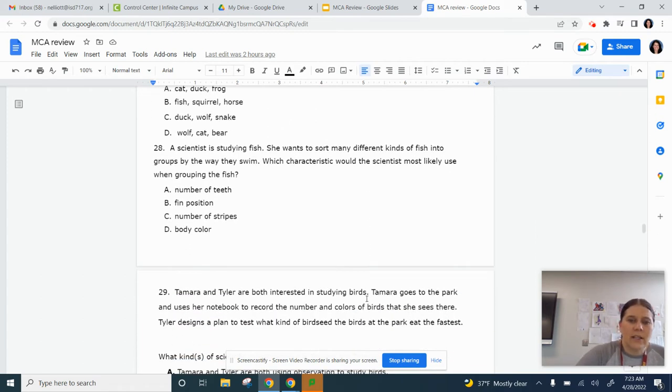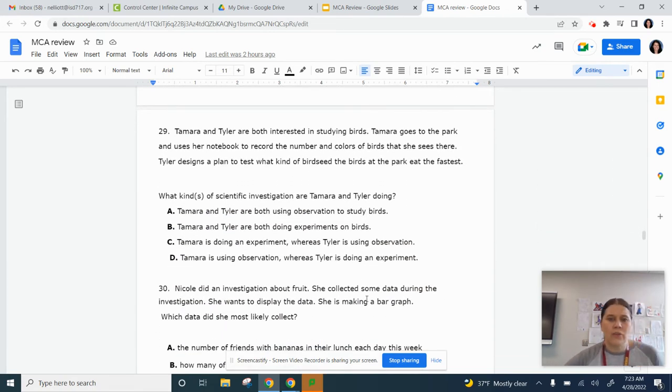A scientist is studying fish. She wants to sort many different kinds of fish into groups by the way they swim. Which characteristic would the scientist most likely use when grouping the fish? Number of teeth, fin position, number of stripes, body color.